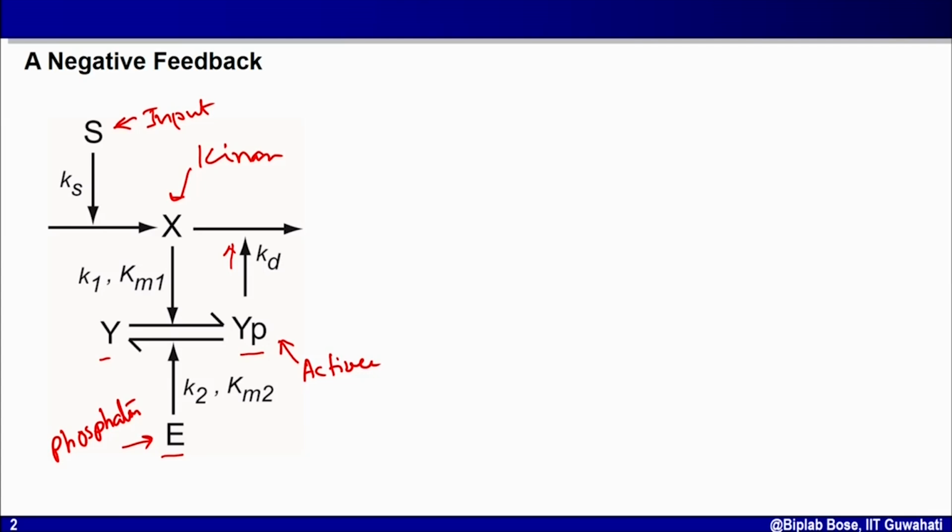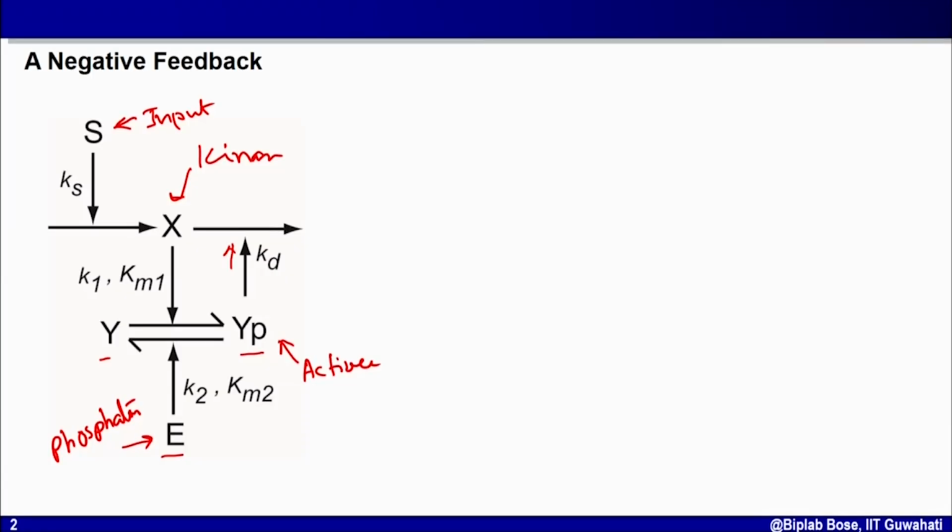So what is happening here? S is promoting production of X, X is promoting formation of YP, and YP in turn is increasing degradation of X. So that means I have a negative feedback here. X is producing YP, YP is degrading X. So the network or circuit shown in this figure is a simple negative feedback circuit which can be triggered by an input signal S. And we want to analyze how the input will affect the output for this particular circuit.